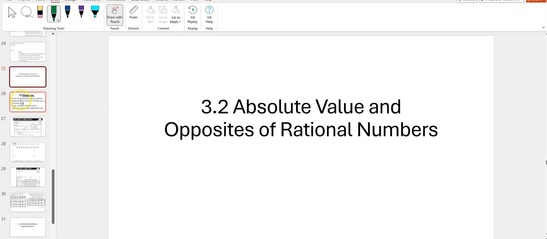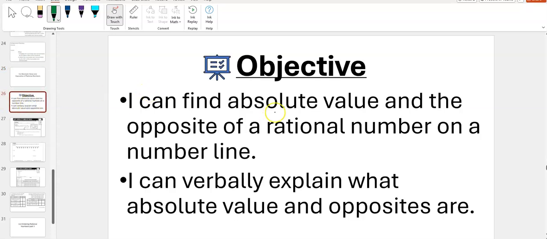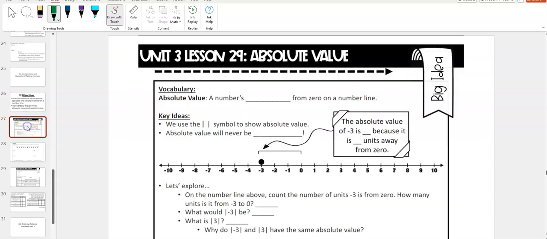So our objective in this lesson is that you can find the absolute value and the opposite of a rational number on a number line. We already know what an absolute value is and what opposites are, but we did those with whole numbers and their opposites, integers. So we're going to do this now with some rational numbers, with fractions and decimals, as well as just review absolute value and opposites in general. So open up those notes.